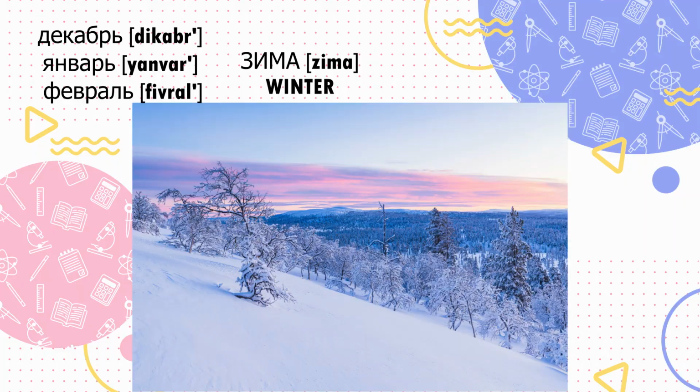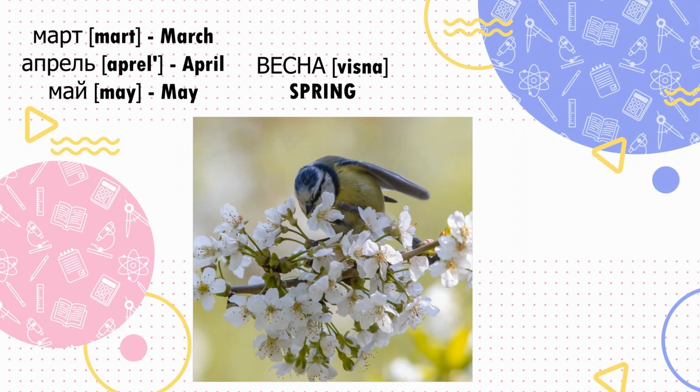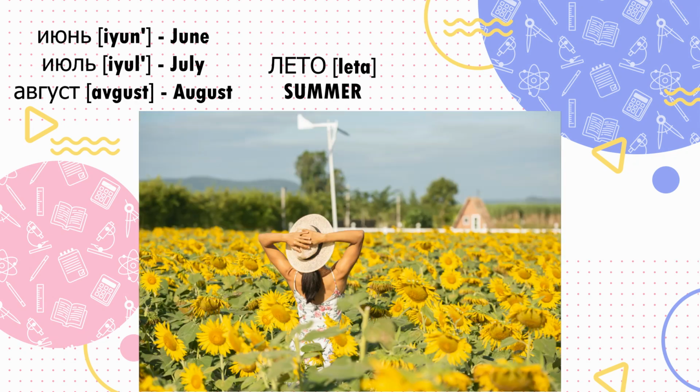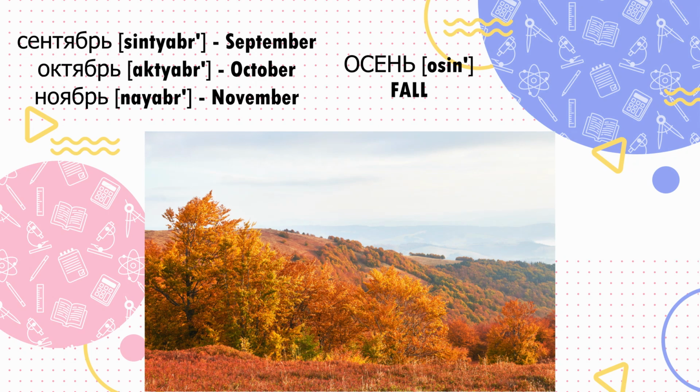Now that we know the names of the months, let's learn the names of the seasons. Декабрь, январь, февраль. This is зима, winter. Март, апрель, май. Весна, spring. Июнь, июль, август. Лето, summer. Сентябрь, октябрь, ноябрь, осень. Fall.